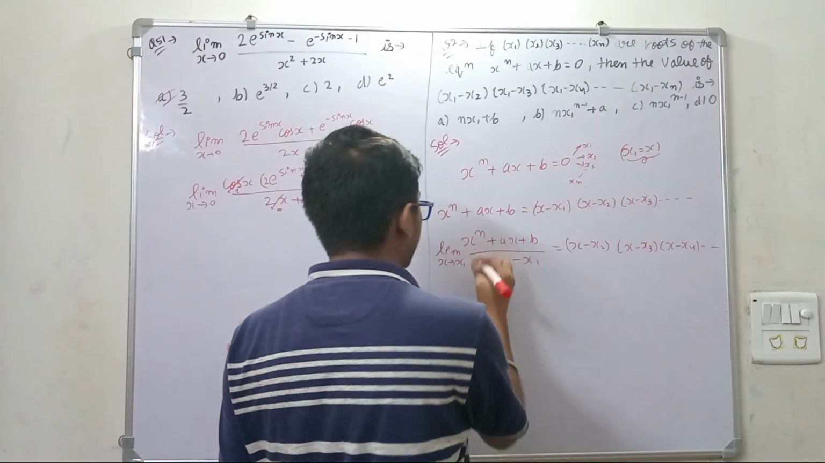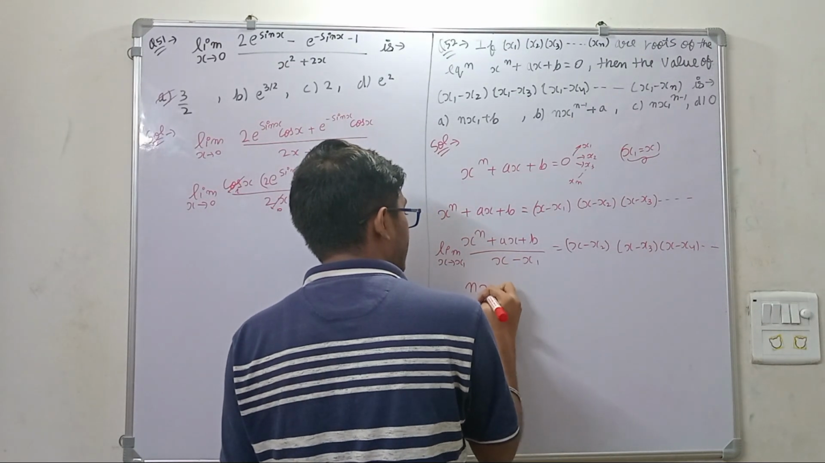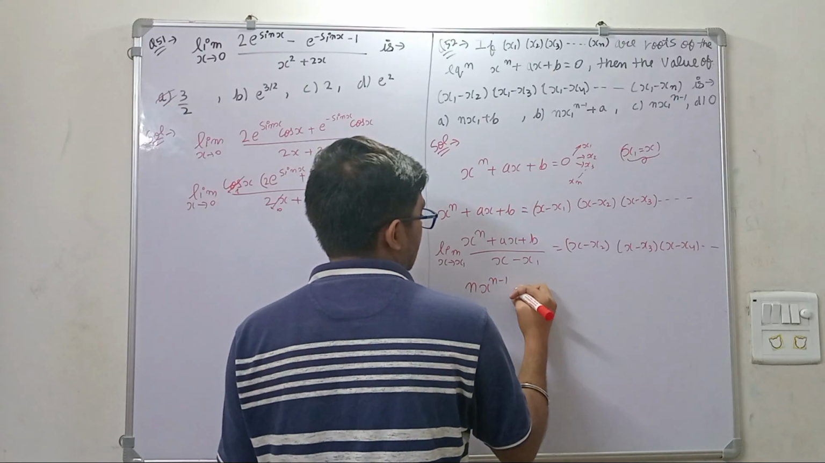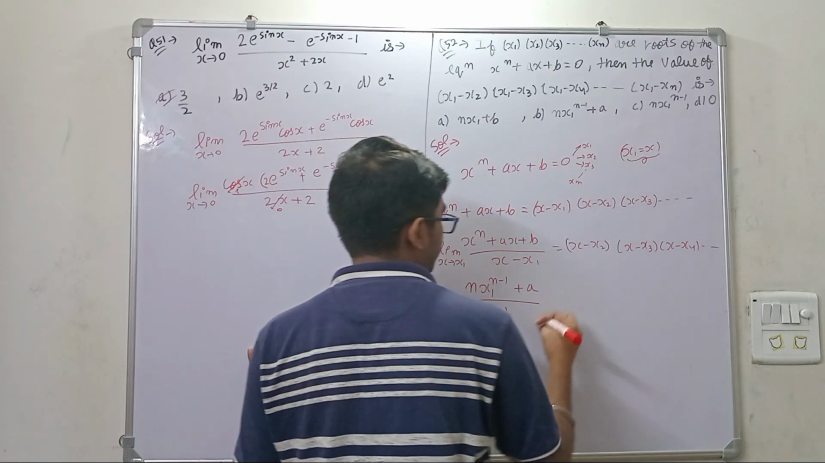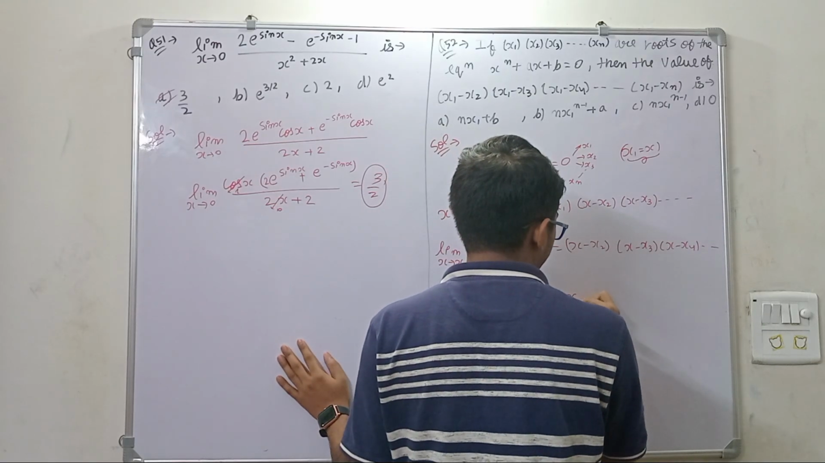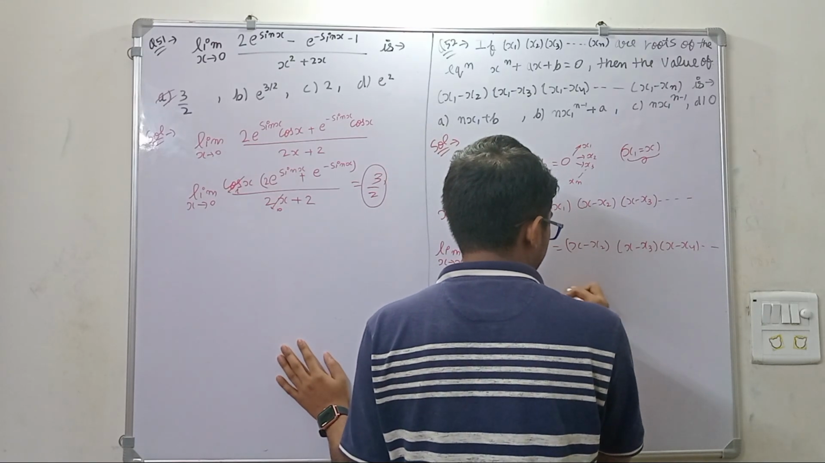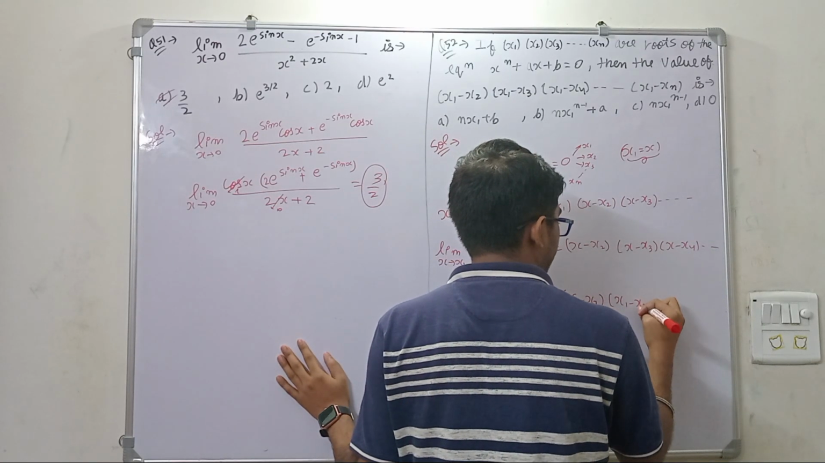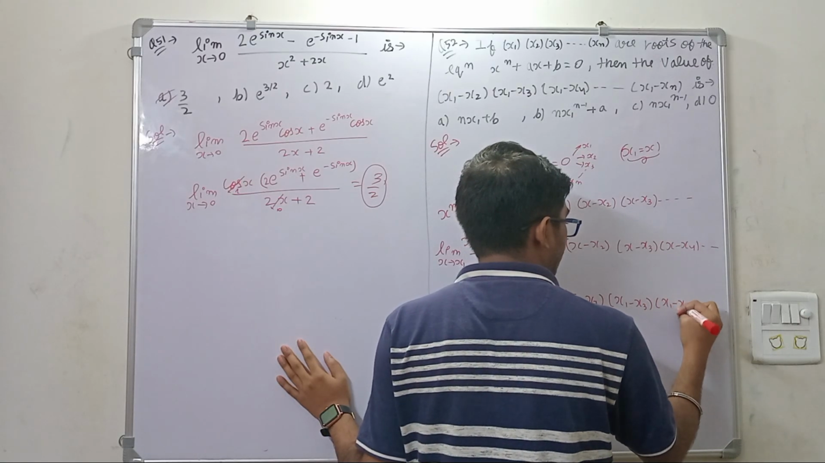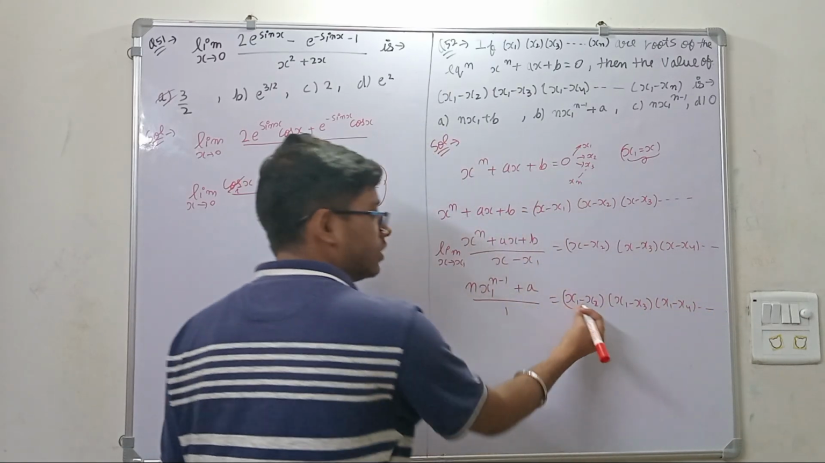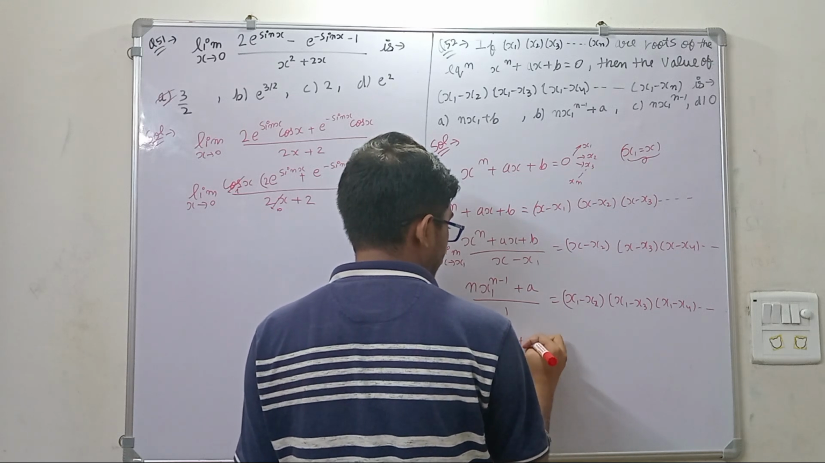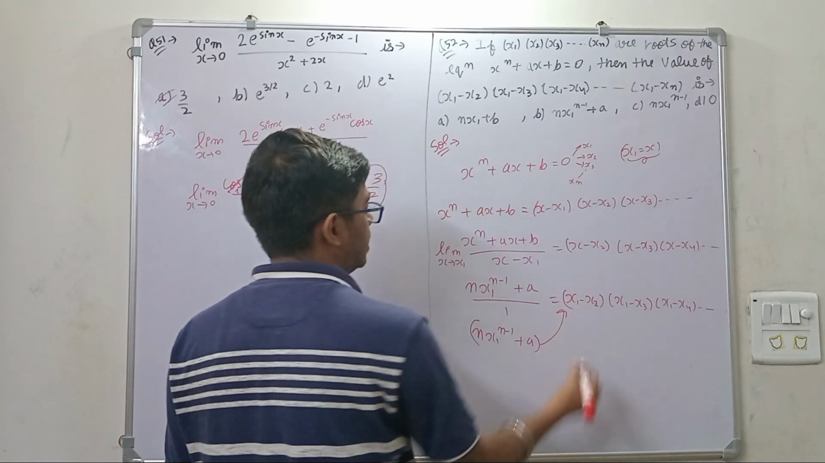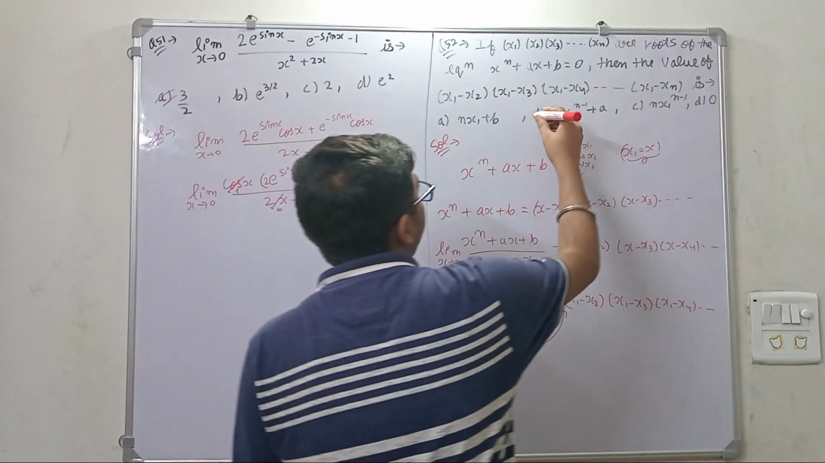So if you apply L'Hopital's rule, this will be n x to the power n minus 1 plus a upon 1. Substituting x as x1, the denominator becomes x1 minus x3, x1 minus x4, and so on. So the value for this was n x1 to the power n minus 1 plus a. This was the final answer, which is your option number B.